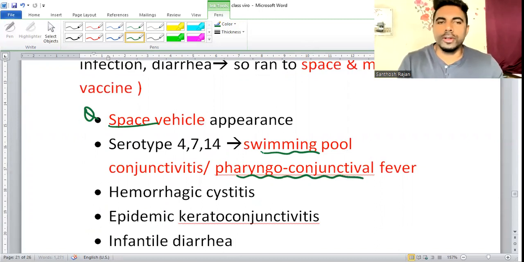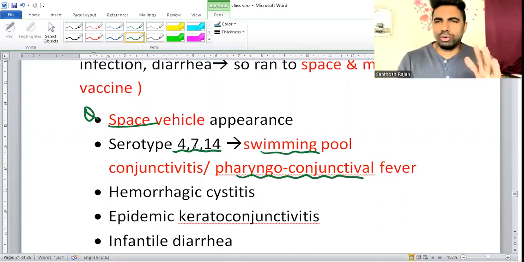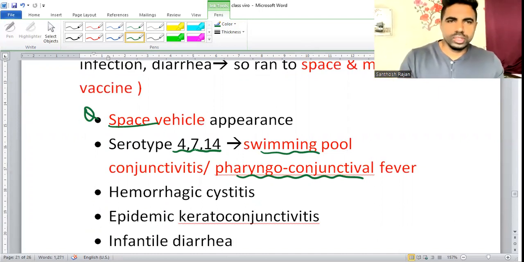Pharyngeal conjunctival fever. So which type? 4, 7 and 14 are common. This was asked in one or two exams, so just try to remember. 4, 7, 14. 4, 7 plus 7, 14. Okay. 14. Easy.